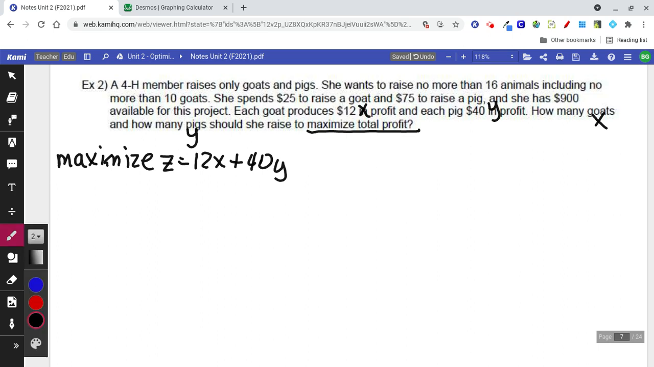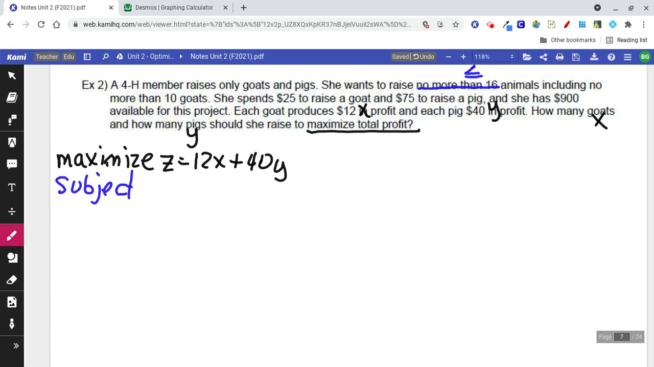Now go back through again. Everywhere you see a goat is an X and a pig is a Y, but also look for inequality symbols. Raising goats and pigs, she wants to raise no more than 16 animals. No more than means less than or equal. So I know, okay, subject to, don't forget that.